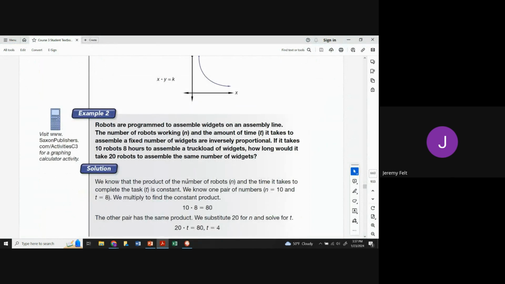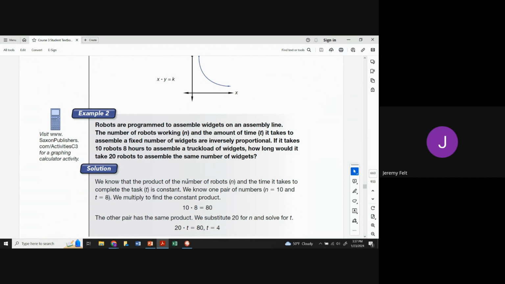All right, and we will see these types of problems. So let's look at this one. It says, robots are programmed to assemble widgets on an assembly line. So again, the robots are programmed, they're going to work at a set rate. This may work for human workers, maybe not. Some people work faster than others, or may make each other goof off or whatever. You guys have worked in groups. So again, when we're doing these types of problems, we're assuming that it's constant.